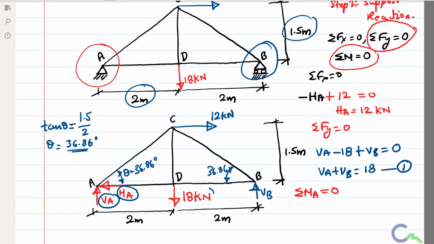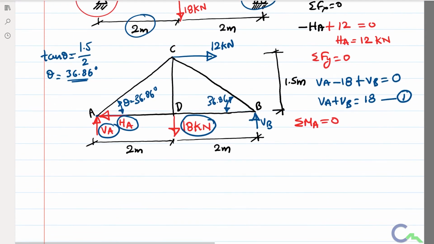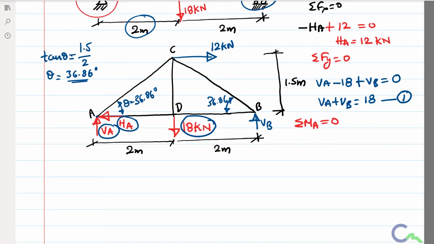The next force I am going to consider is 18 kilonewton. If I apply that 18 kilonewton by keeping A as center, if I try to draw one circle using that 18 kilonewton in this direction by keeping this as radius, it is going to rotate in the clockwise direction. Therefore, I will take plus 18 into distance 2 meter. It is going to rotate clockwise, therefore it is plus, and the distance is the perpendicular distance from A to the force, that is 2 meter.